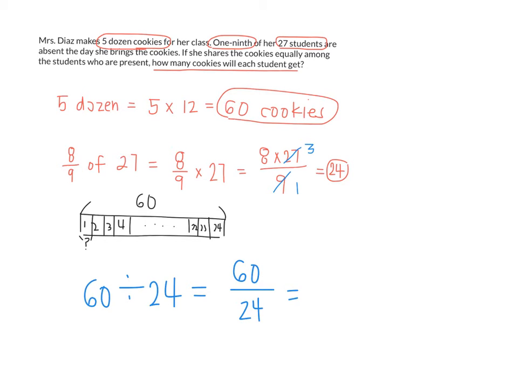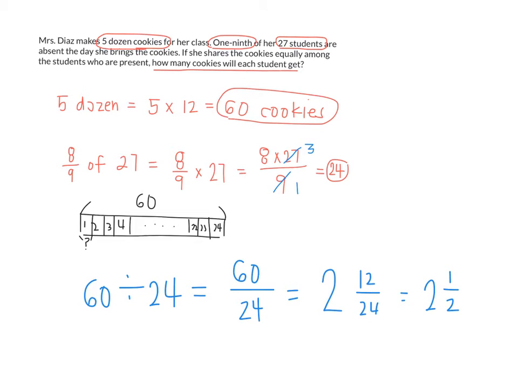How many 24ths does it take to make two whole cookies? 48. Do we have that? Yes. How many 24th size pieces does it take to make three whole cookies? Do we have that? No. So each person is going to get two whole cookies. And then how many 24th size pieces still? 12.